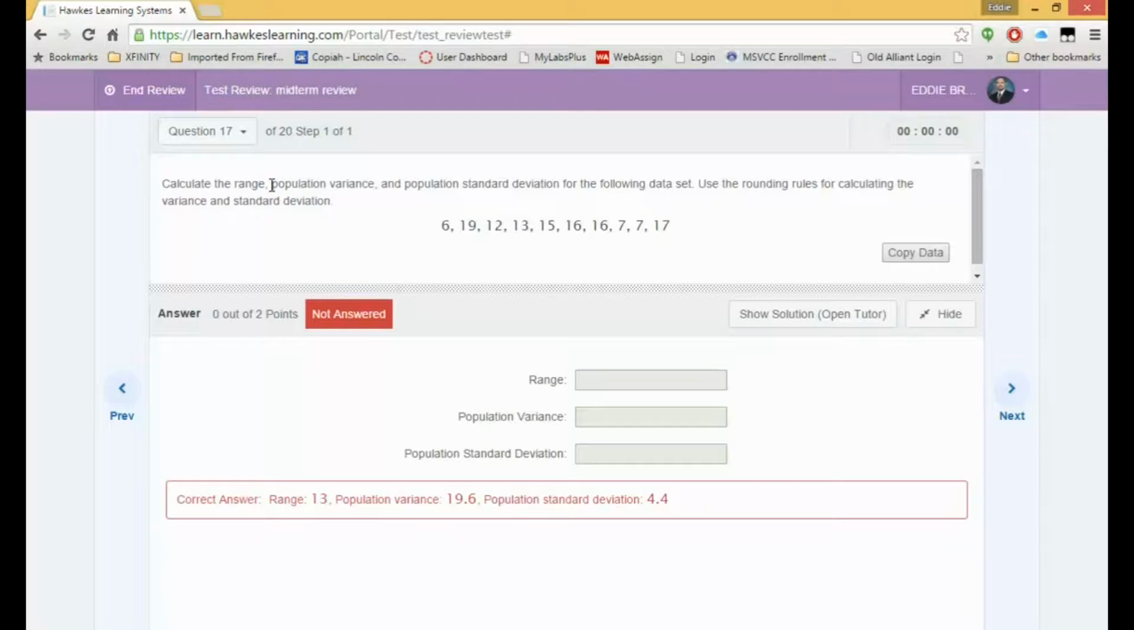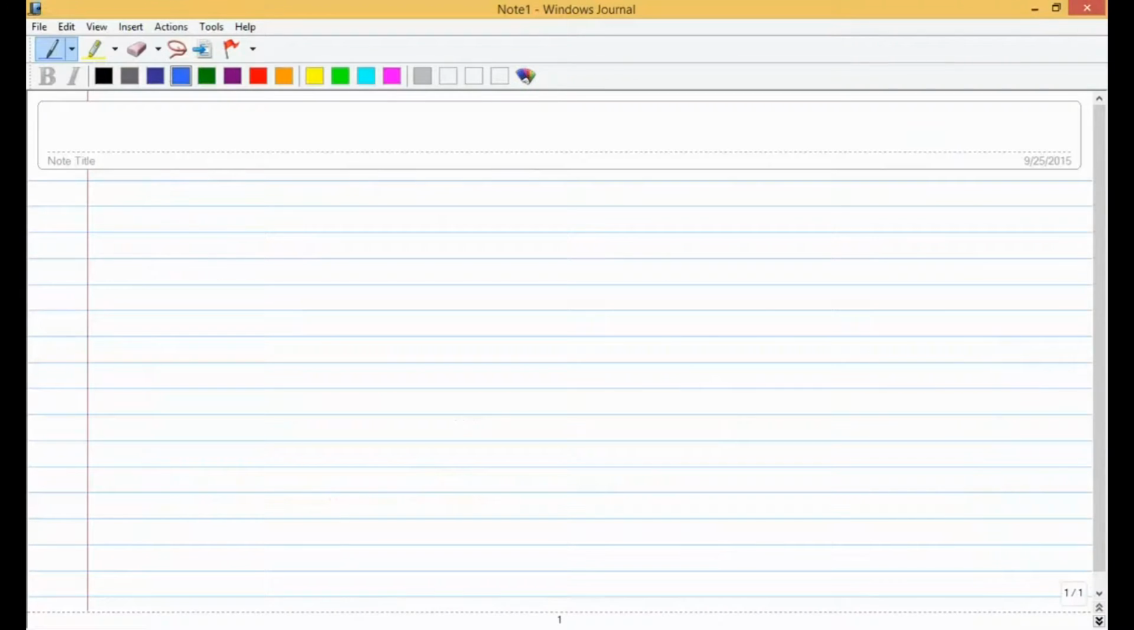I did notice this says population variance and population standard deviation. So there's two formulas for variance. One is for sample, one is for population. The main difference for population, whenever you sum up all the x minus x bar squared, all of your deviations squared, with the population, you divide by the total number in the population.